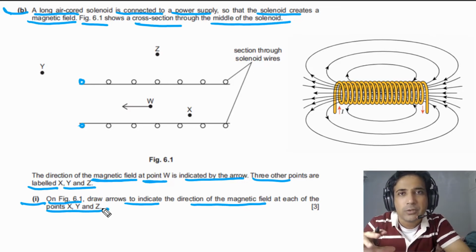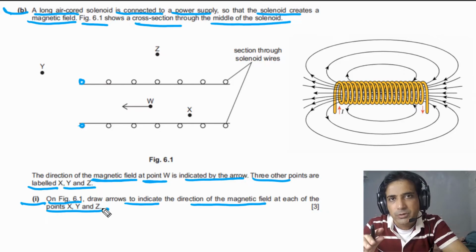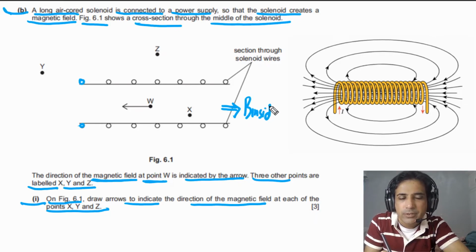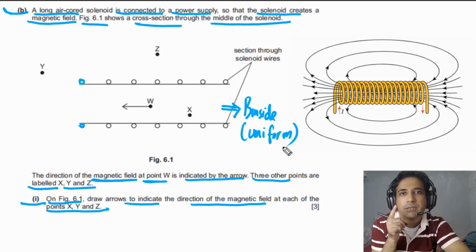First of all, in order to answer this question, we need to understand the magnetic field around a solenoid and the magnetic field inside a solenoid. The magnetic field inside a solenoid is uniform. So this is the first thing you need to understand. B inside the solenoid is uniform, but B outside of the solenoid is not uniform.